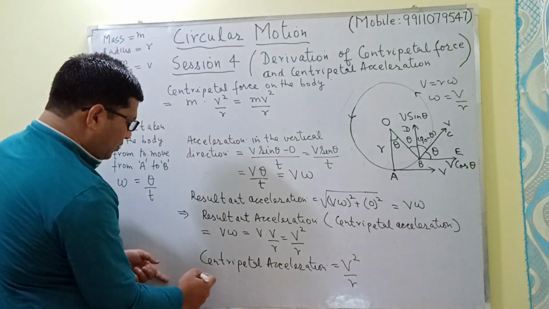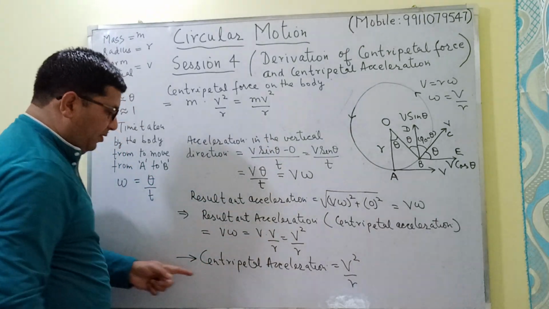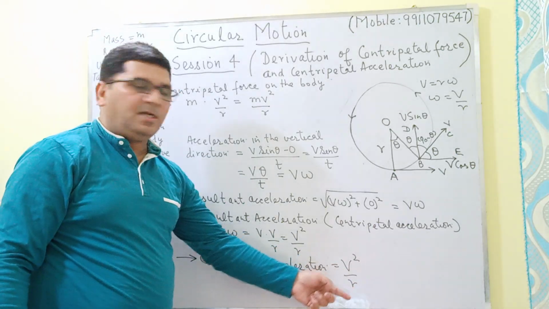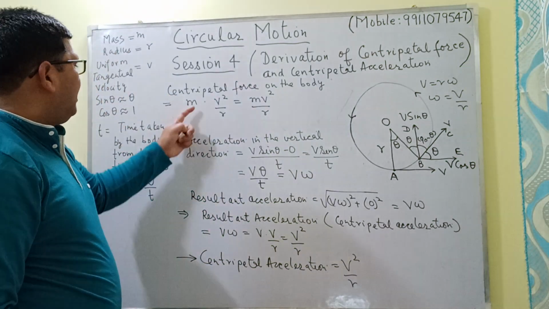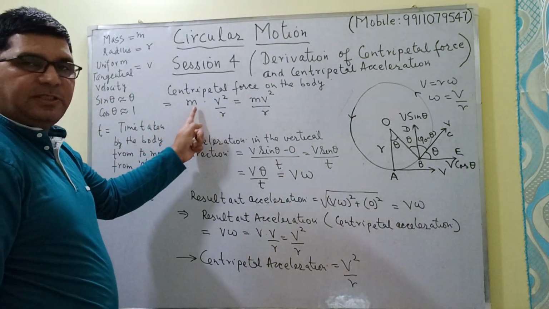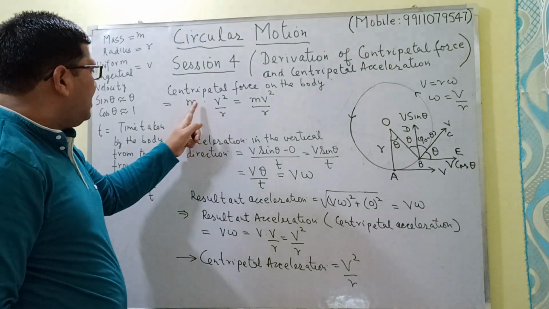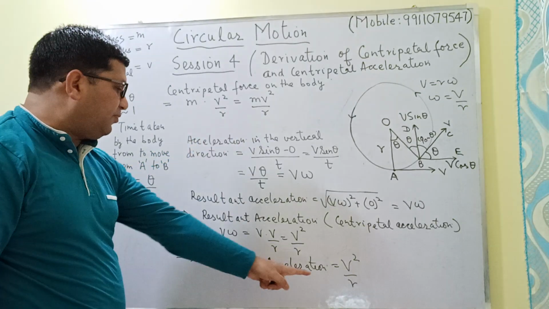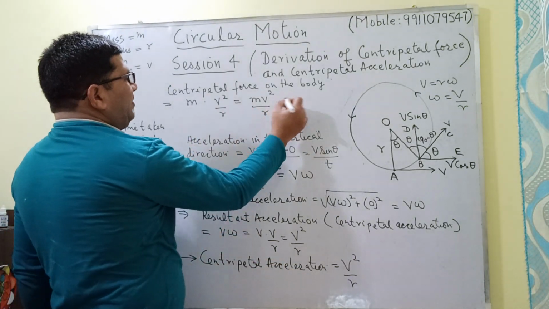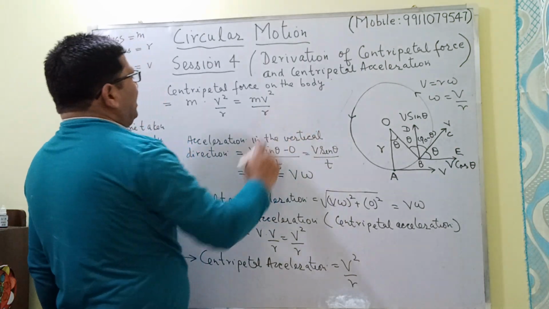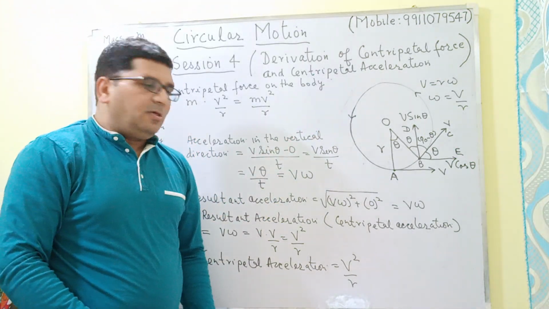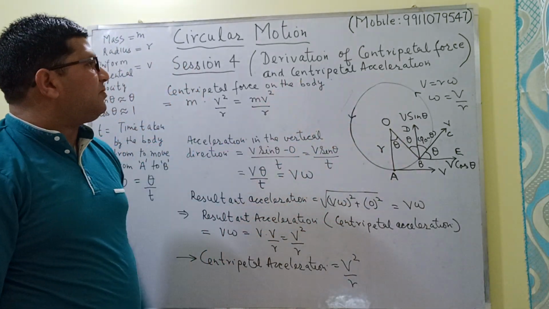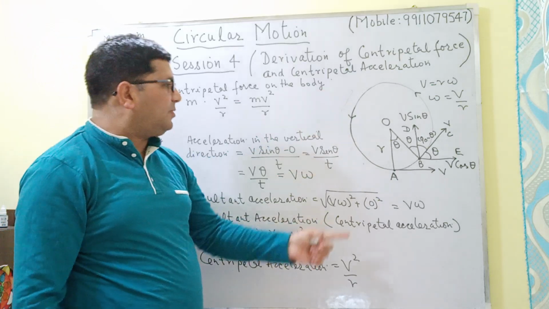So first of all we have derived the equation for the centripetal acceleration, which is equal to V square upon R, and since the centripetal force is mass into acceleration, that is, m, the mass of the body, into this centripetal acceleration, which is equal to V square upon R, finally we have been able to derive the equation for the centripetal force also. So this is one of the easiest methods of deriving the equation for the centripetal acceleration and the centripetal force.